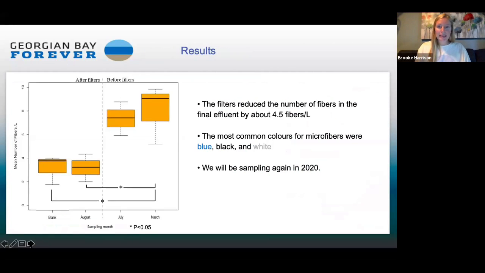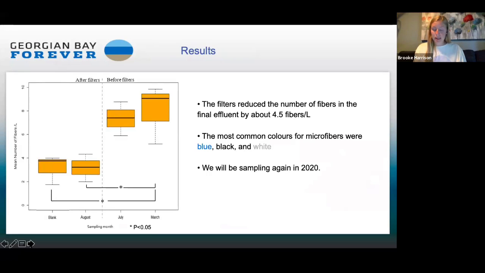So this is the exciting part. These are the preliminary results. This is what we were so excited for, and luckily we are so happy to see that these results are what we were predicting. This shows the number of fibers per liter of water. On the left is after all the filters were installed last August, so this is when all 100 filters have been activated in the community. On the right is before the filters were installed, so they were measured in March and July.